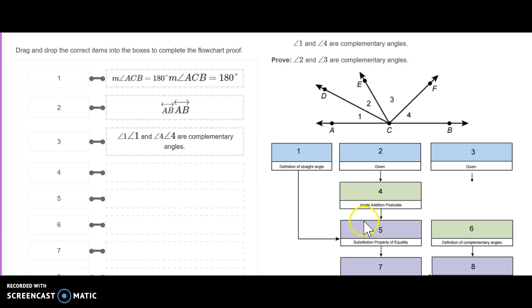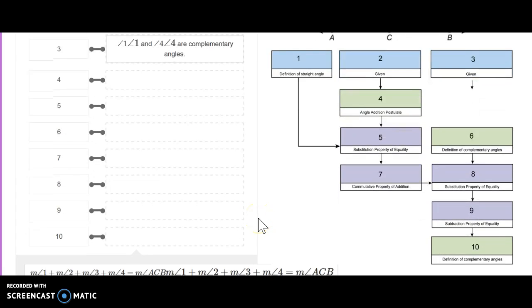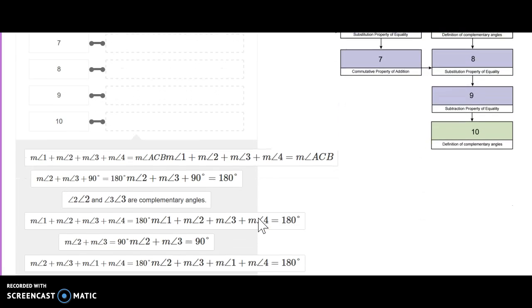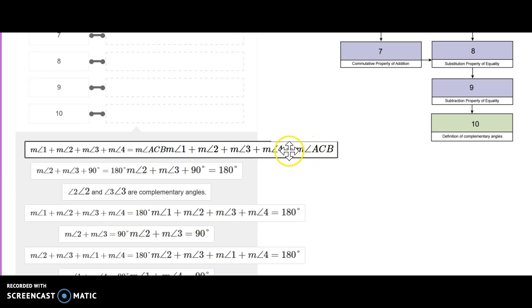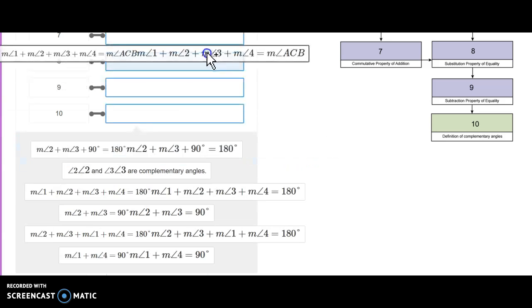All right, now we're looking at 4, angle addition postulate. So that comes from our first given, line AB. So we have this line AB. So that means angle 1 plus angle 2 plus angle 3 plus angle 4 would all equal 180 degrees, possibly. Angle addition postulate, or they all add together to give you angle. We don't know how much they are yet. We're going to go with this one.